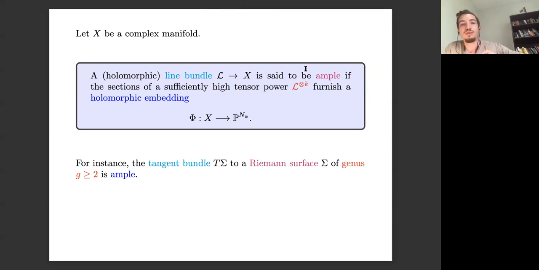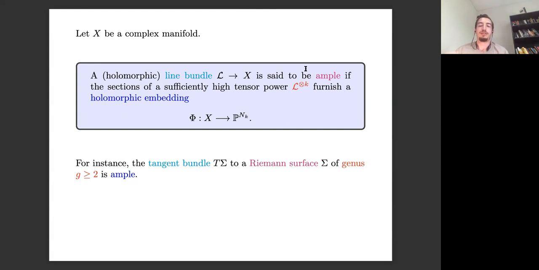To see when something is projective, this is Ramiro's question, we need to talk about ample line bundles. So we'll say that all line bundles are understood to be holomorphic line bundles. The line bundle is said to be ample if the sections of some sufficiently high power of it give you a holomorphic embedding into some Pn.